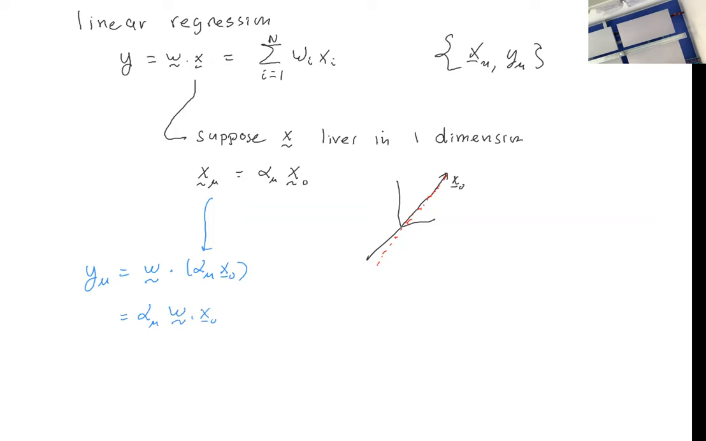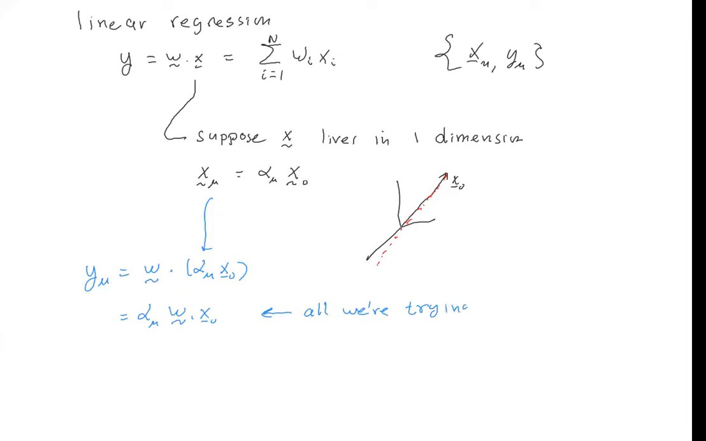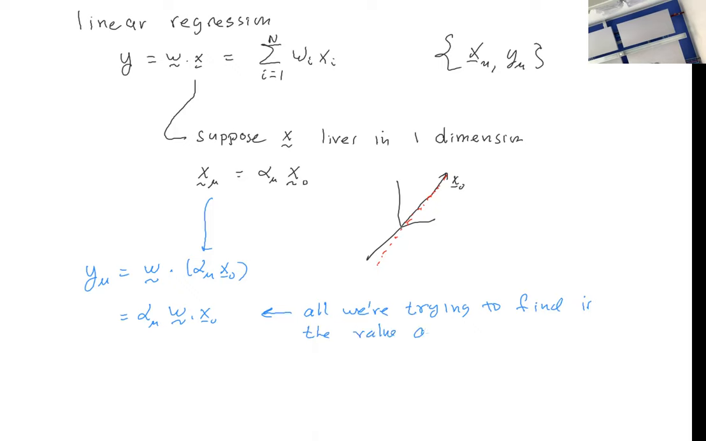So when we find the weights, the weight itself doesn't really matter. All we're trying to find is the value of w dot x zero. All we care about really is the component of the weight along x zero. The weight itself can point in any direction, so the weight might be here, but all we care about is the component along x zero. So this is w dot x zero, really all we care about.